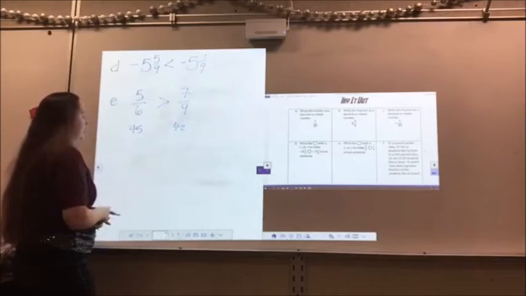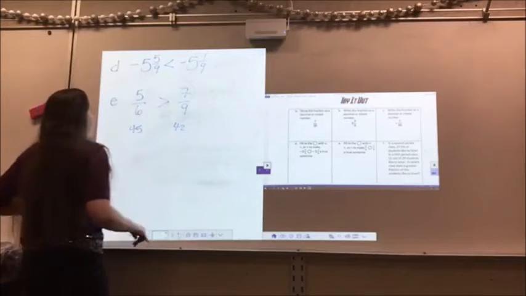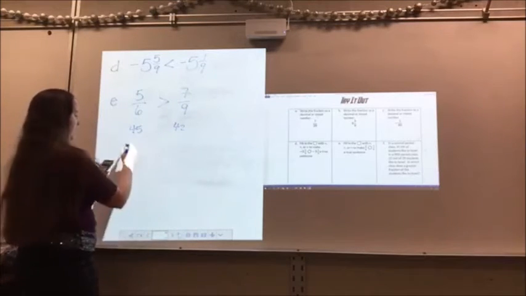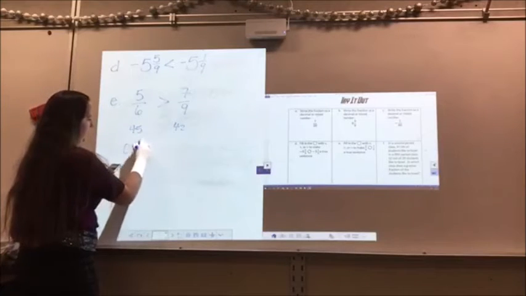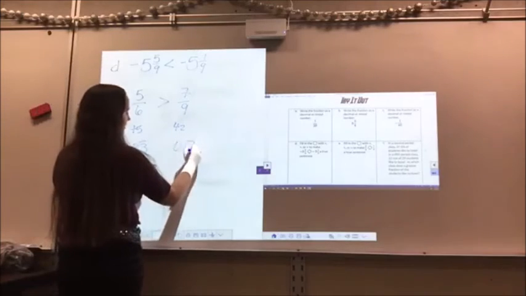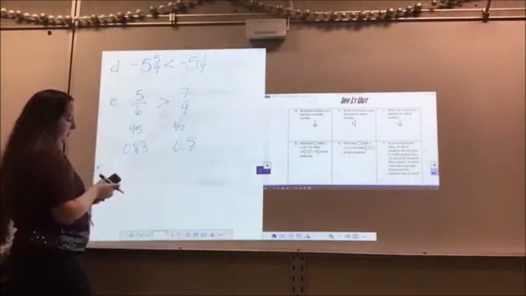You can still change them to decimals. If I do that, 5/6 is 0.83 repeating, and 7/9 is 0.7 repeating. 0.83 is bigger.